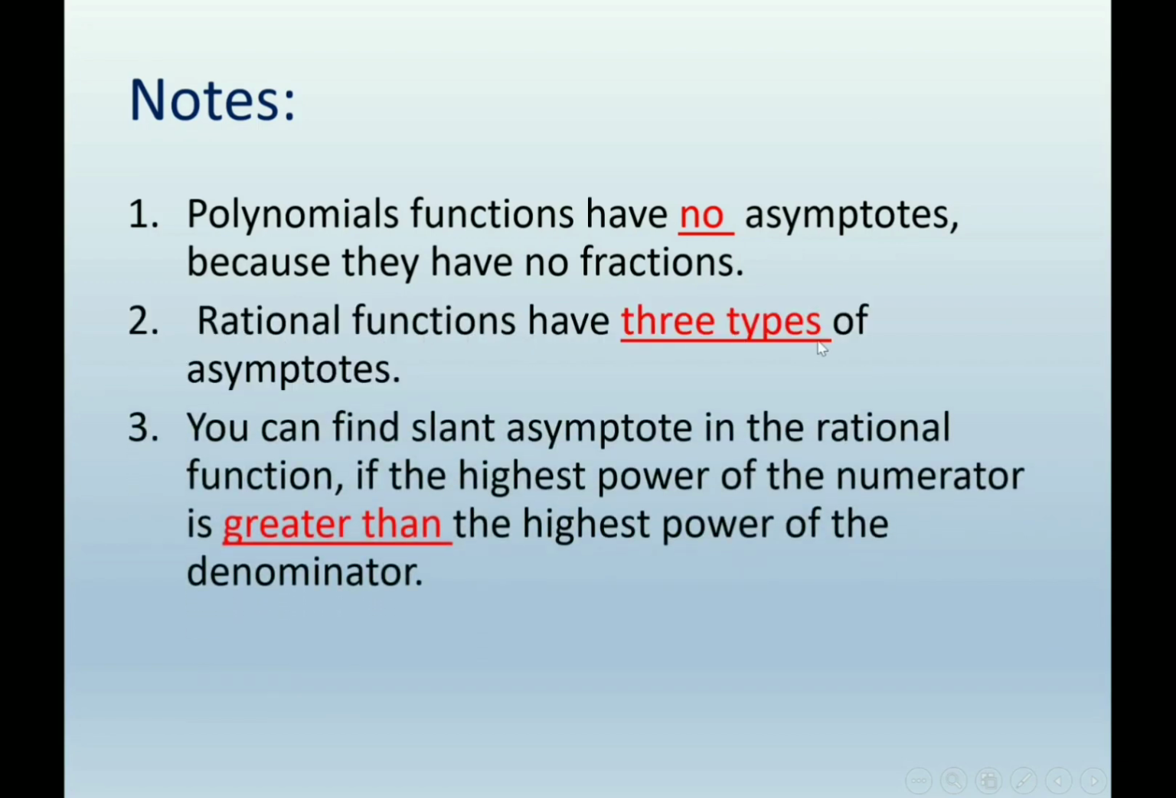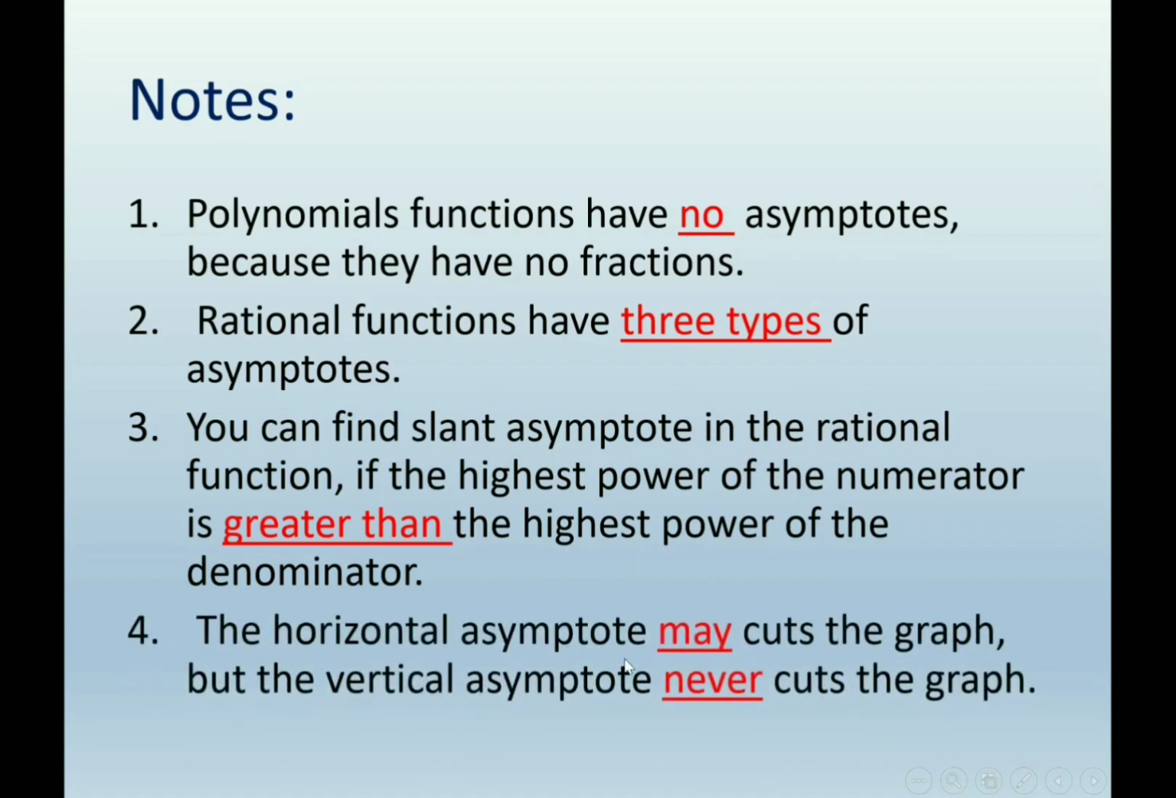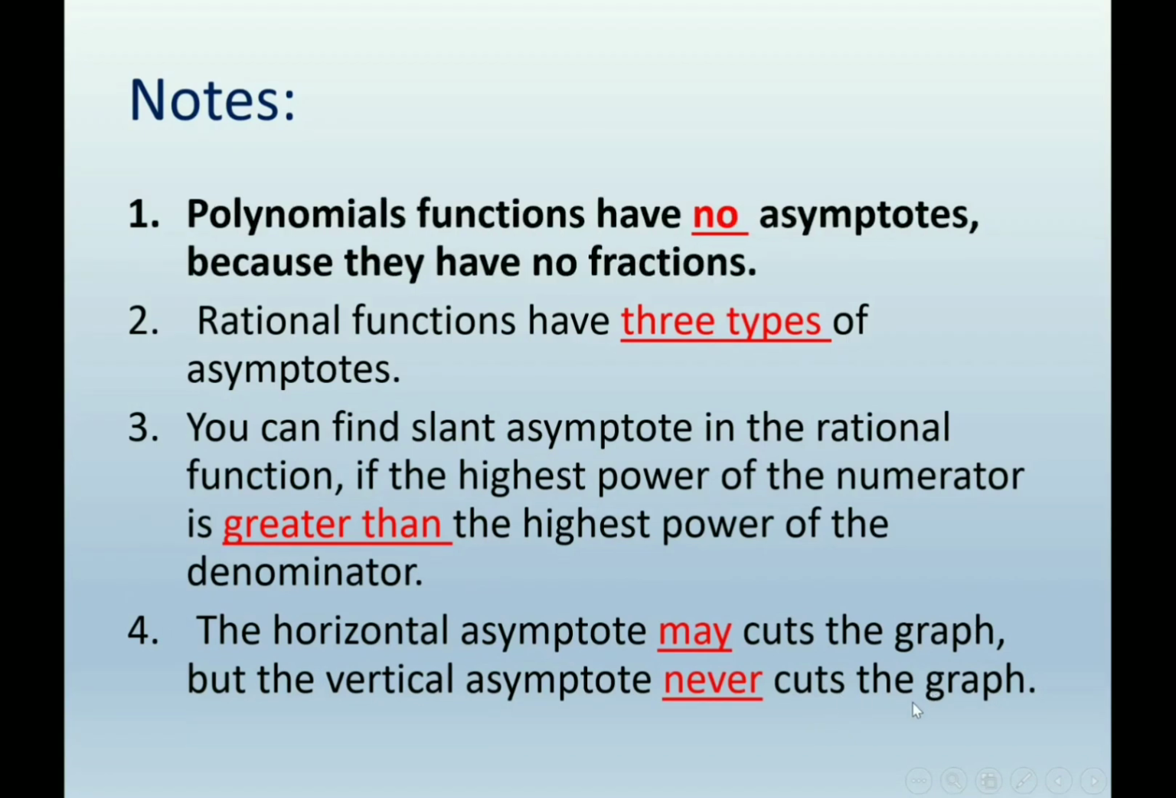Rational functions have three types of asymptotes. You can find the slant asymptote in a rational function if the highest power of the numerator is greater than the highest power of the denominator. The horizontal asymptote may cut the graph, but the vertical asymptote never cuts the graph, and this can be shown in the next graph.